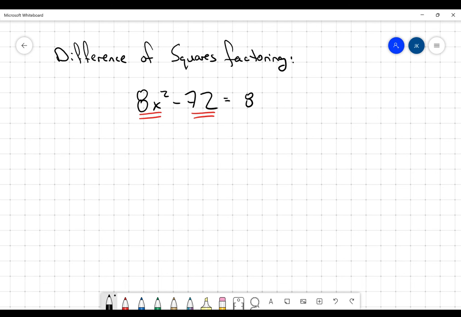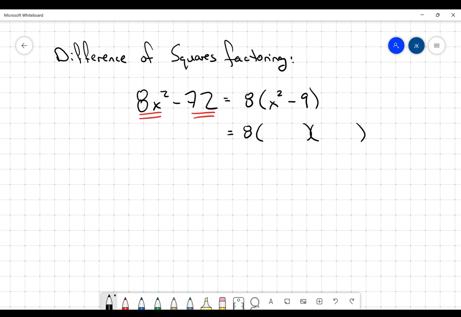There's a common factor of 8. And once I pull out the common factor of 8, I get x squared minus 9. And now I look at the binomial that I've got left over. I've still got two terms. It's still got subtraction between, but this is now more clearly a difference of squares. So I'm going to break that up.